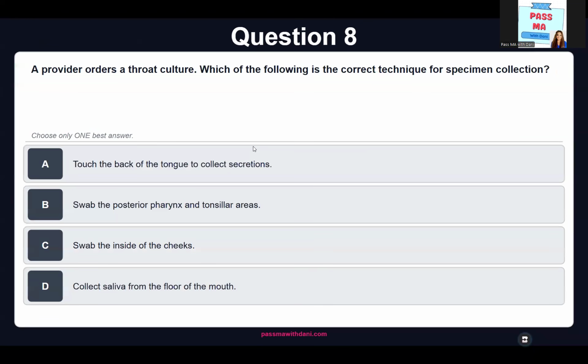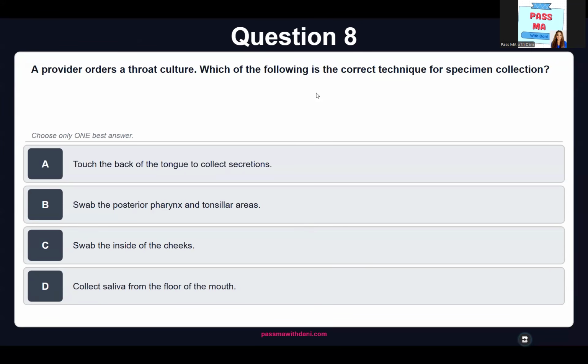All right, question number 8. A provider orders a throat culture. Which of the following is the correct technique for specimen collection? A, touch the back of the tongue to collect the secretions. B, swab the posterior pharynx and the tonsillar areas. C, swab the inside of the cheek. Or D, collect saliva from the floor of the mouth.